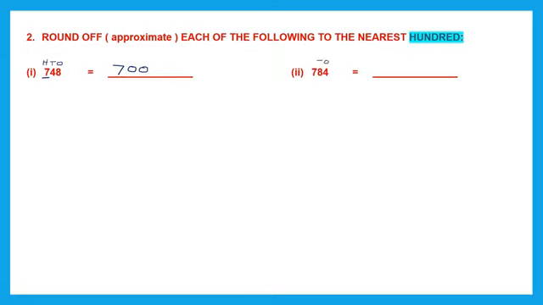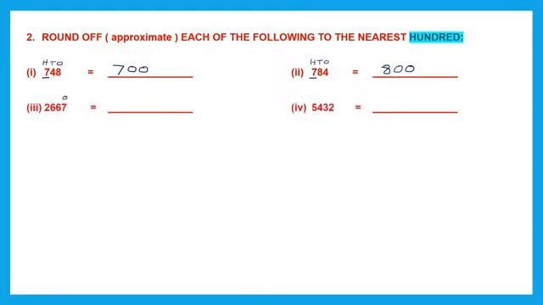Let's go to the second question. Here also ones, tens and hundreds. In the hundreds place we have 7. The digit to its right is more than 5. If it's more than 5, then the underlined digit will change to its next digit. That is 7 will now become 8 and the digits to its right will all be replaced by zeros. So we have 800.